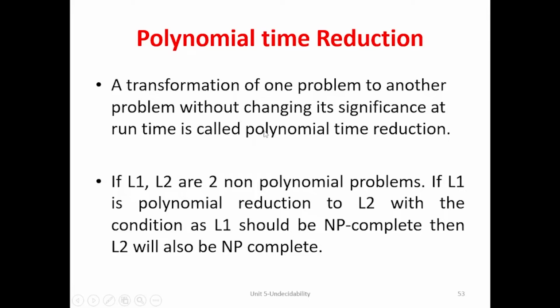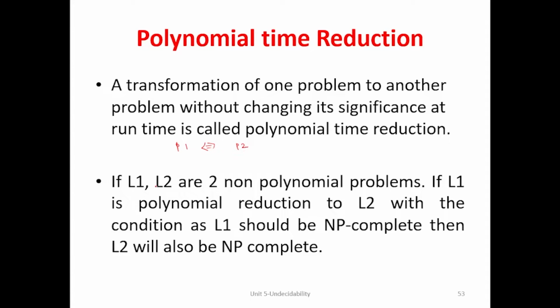That means that for a particular problem P1, I try to find a solution, and for the same problem I get a solution as P2. If the answers are the same, then I can say that P1 can be reduced to P2. So this is the polynomial time reduction.